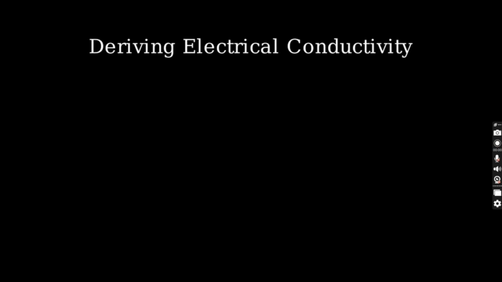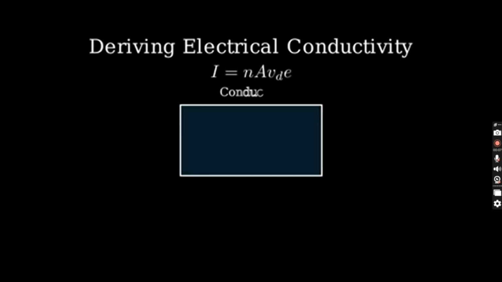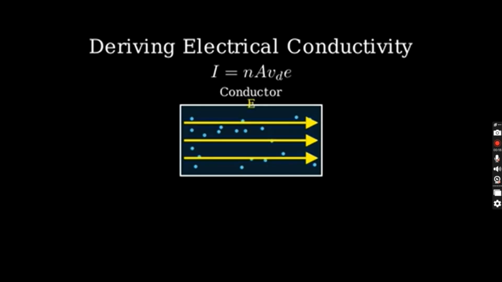Today we'll derive the expression for electrical conductivity of a material. Let's start with our fundamental expression for electric current in terms of drift velocity. Let's first visualize what's happening in a conductor. Here's a piece of conducting material. Inside, we have free electrons that can move through the material. When we apply an electric field, these electrons begin to drift in a direction opposite to the field, creating an electric current.